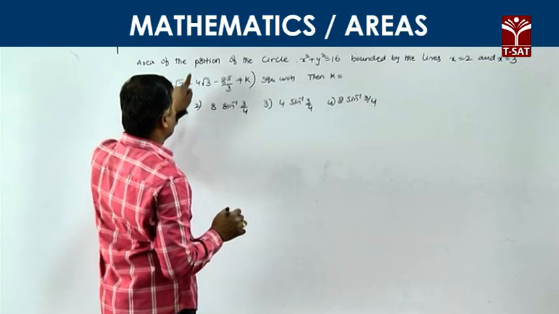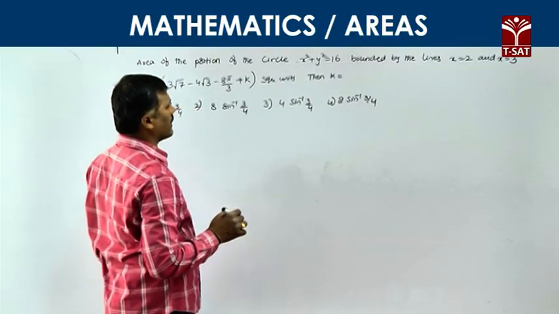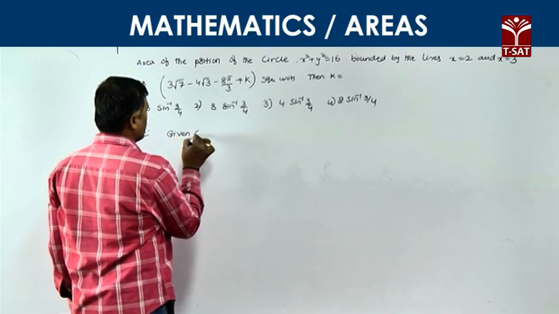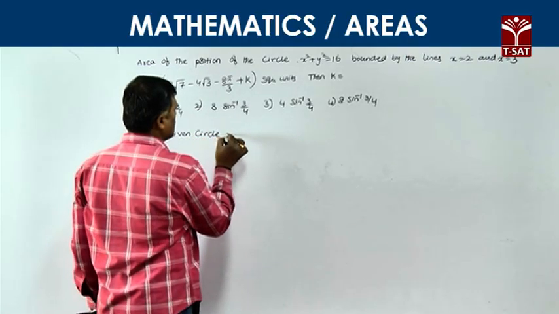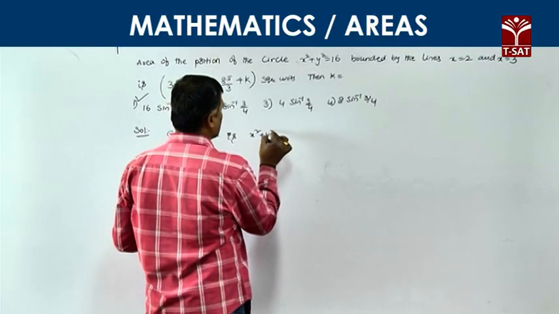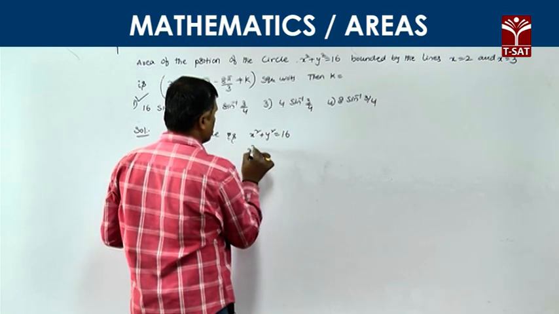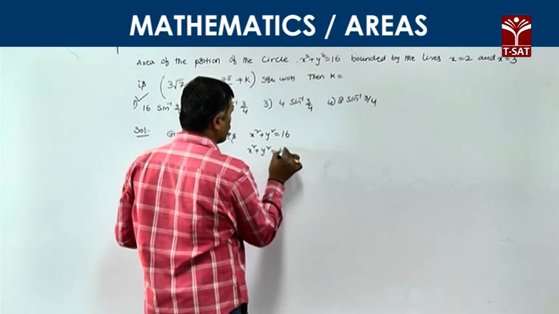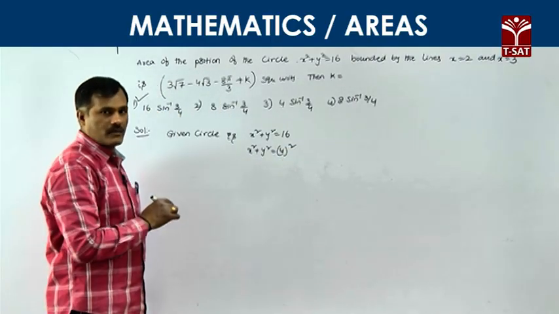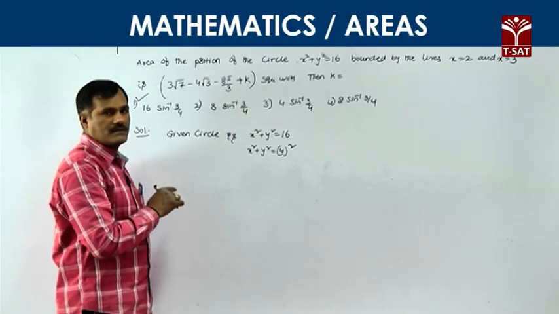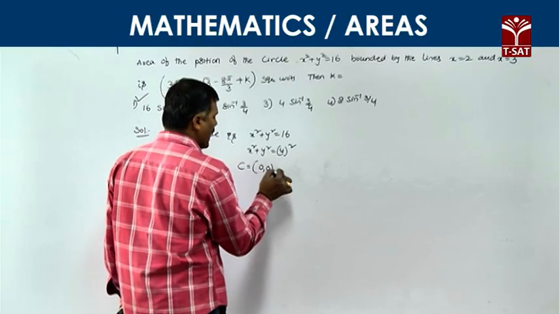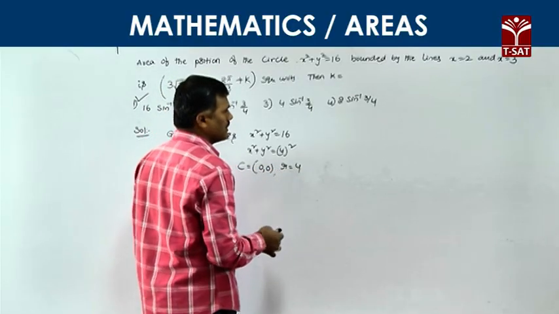Solution. Area of the portion of the circle x square plus y square equal to 16. The given circle is x square plus y square is equal to 16. That implies x square plus y square equal to 4 square, which is in the form of x square plus y square is equal to r square, the standard equation of the circle, whose center is 0, 0 and the radius r is equal to 4 units.